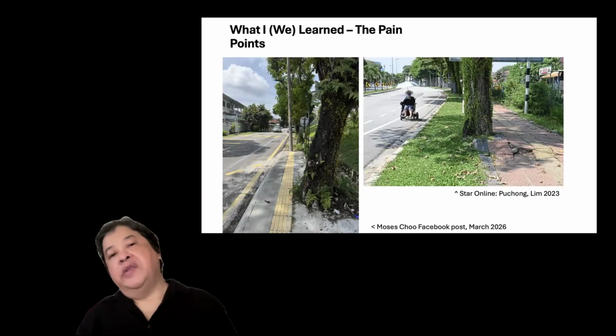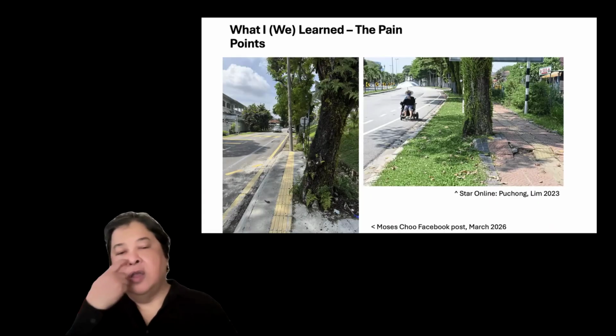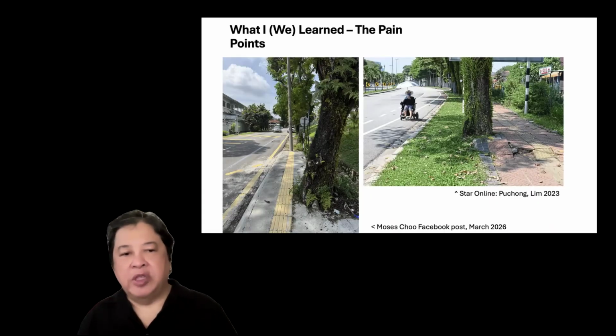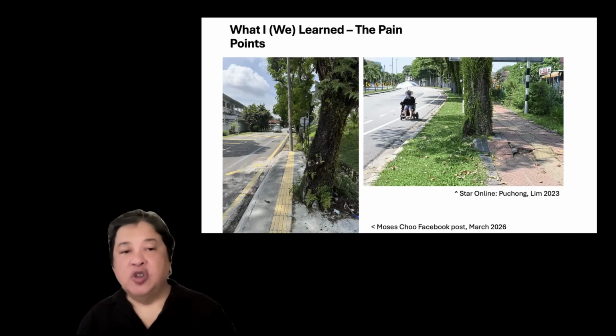There are pain points that others share on Facebook and social media. My friend Moses Chu shows an image taken on a sidewalk that is about 900 millimeters wide, but a tree obstructs much of it, and it's only 600 millimeters, which is too little for a wheelchair user to pass through. And for him, who is a blind person, there is a lamppost at the end of the tactile guide, which is an obstruction for him to go through.